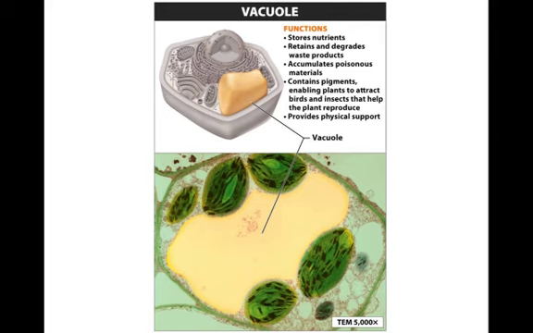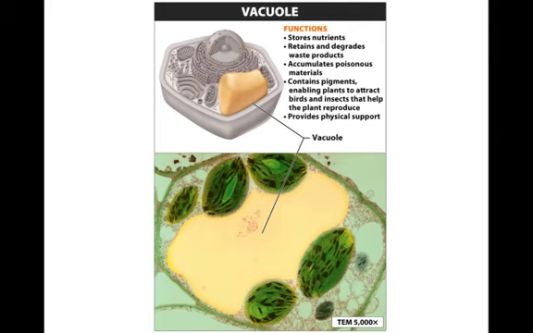It also contains pigments that enable plants to attract birds and insects that help the plant reproduce. We won't talk about that too much, maybe a little bit at the end of the semester when we're talking about different organisms. So our vacuole functions in that way.